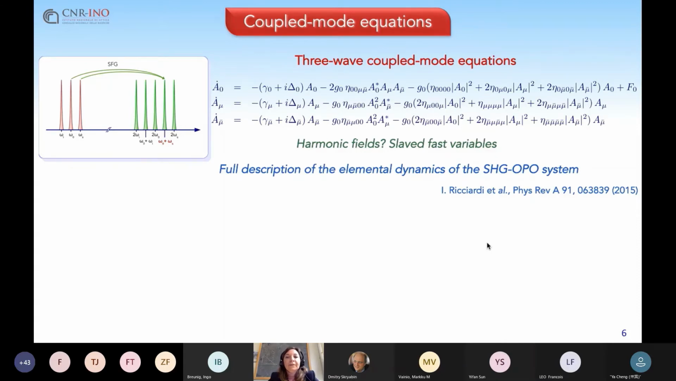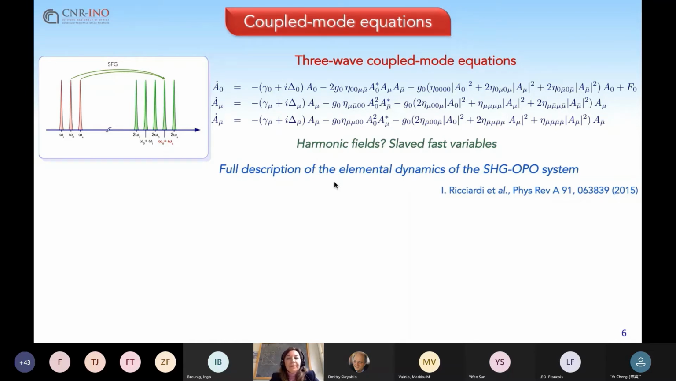And here are the three-wave coupled mode equations that we derived. They are three equations for the three subharmonic frequencies, so the pump, the signal, and idler, while the harmonic fields are slaved first variables, so they totally follow the dynamics of the subharmonic fields. As we can see, we have a third-order nonlinear interaction mediated by this coefficient, which describes the coupling of cascaded processes.